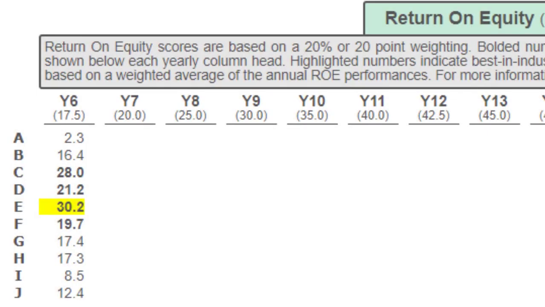Next, we have return on equity. Then again, companies C, D, E, and F met expectations. So great job. You don't have to be the best in industry. You just at least want to either meet expectations or be very close to expectations. So then again, team E was best in industry for return on equity.